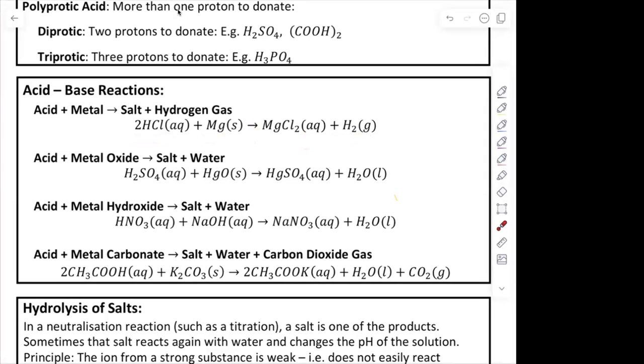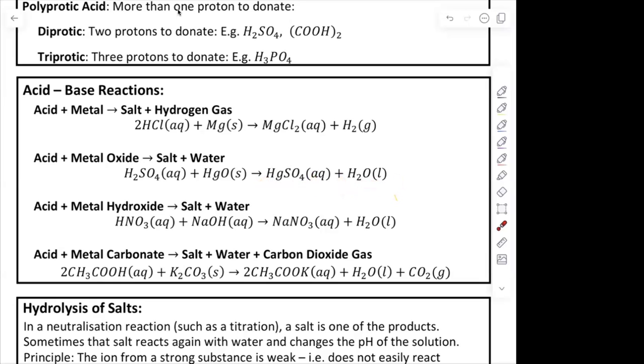Another example is acid plus metal oxide, which will give us salt and water. In this case, our acid is H2SO4, sulfuric acid. For the metal oxide, we've got mercury oxide, and that mercury oxide is going to react with the acid to give us salt and water. So the salt is going to be mercury sulfate, and water in that case, right?